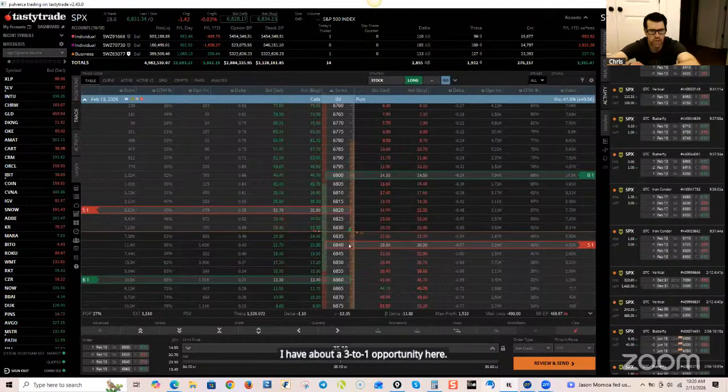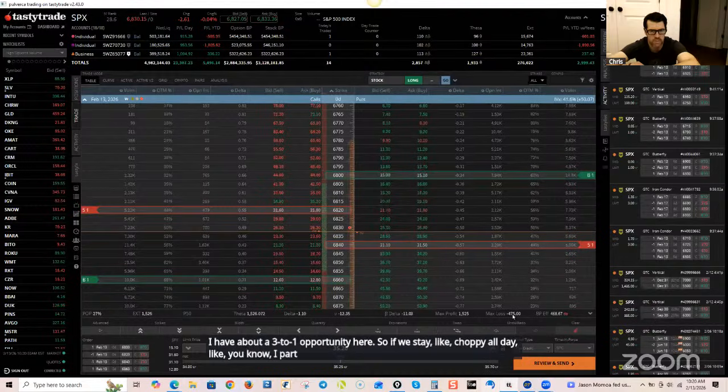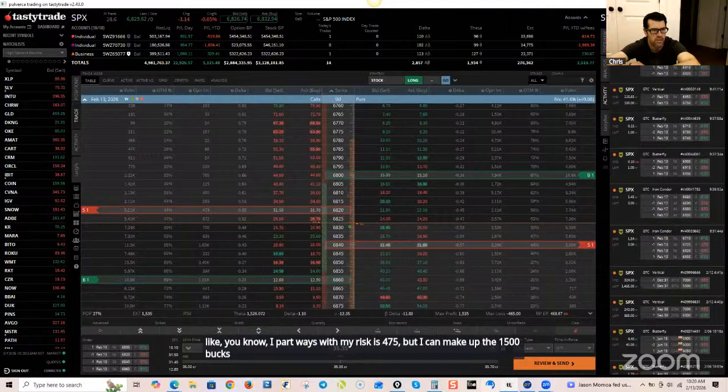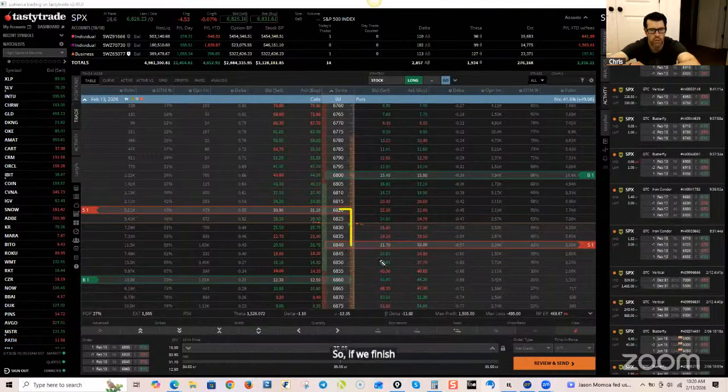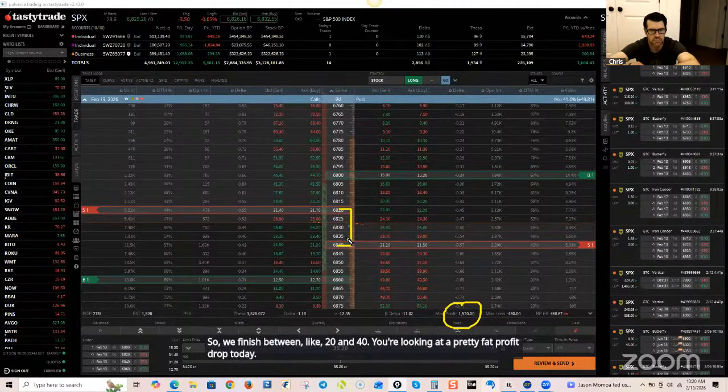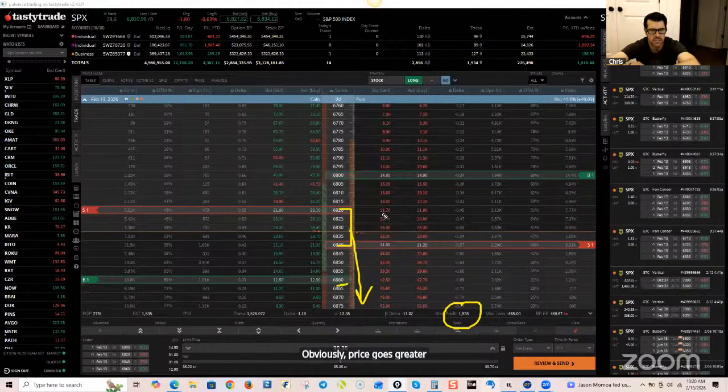So if we stay choppy all day, my risk is 475, but I can make up to $1,500 if price is inside of these strikes. So if we finish between like 20 and 40, you're looking at a pretty fat profit today. Obviously, if price goes greater than 60 or lower than 6,800, then you're risking 475, but for higher reward than risk.